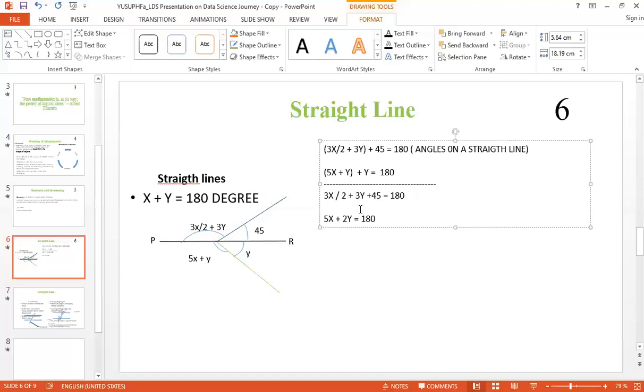Now, in that 3x that is divided by 2, what you will do is use that 2 to multiply everything. That is to say, you're going to have something like 3x.